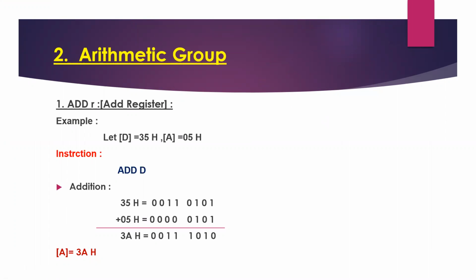Hello student, next group is arithmetic group. The instructions of this group perform arithmetic operations such as addition, subtraction, increment or decrement, etc. on data in registers or memory. For example, ADD, SUB, INR, etc. Now first instruction is ADD R, that is add register.